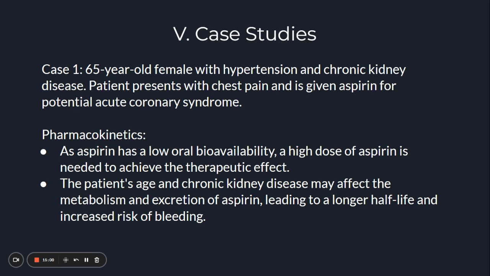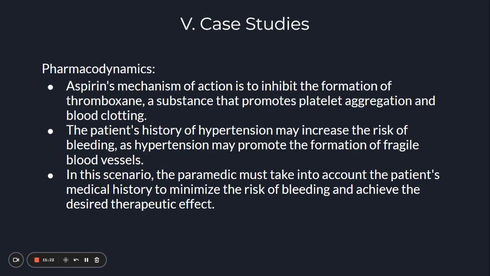So that's why you'll see when you're giving aspirin, you're giving a pretty high dose because of its low oral bioavailability. The patient's age and chronic kidney disease may affect the metabolism and excretion of aspirin, again, because the kidneys aren't properly functioning, leading to a longer half-life and increased risk of bleeding. Because again, the aspirin is not being excreted as fast as you would expect in a healthy individual.